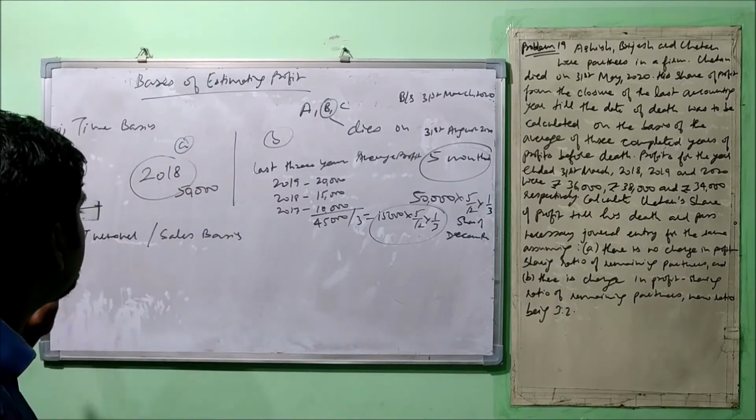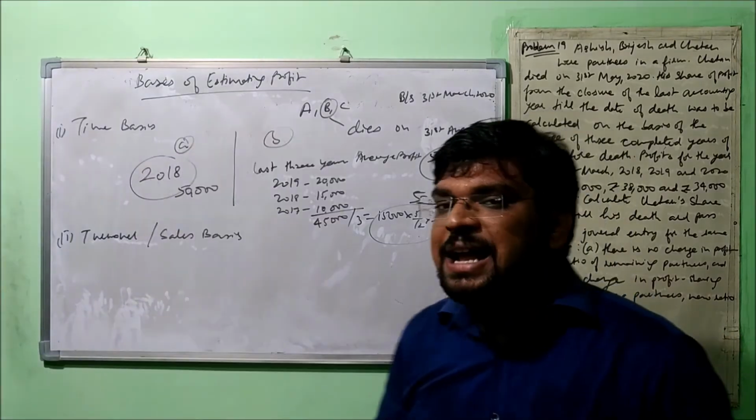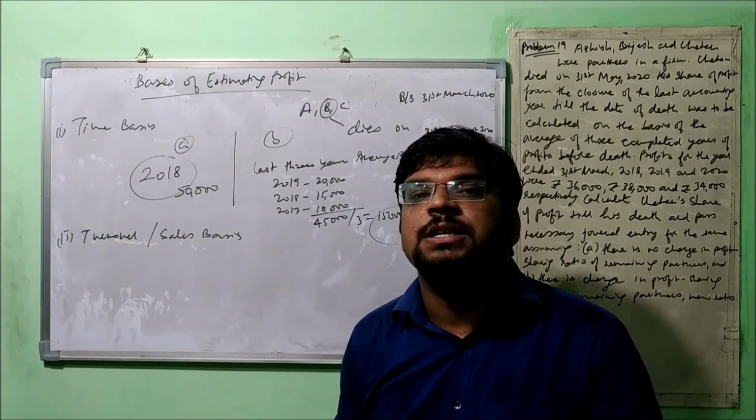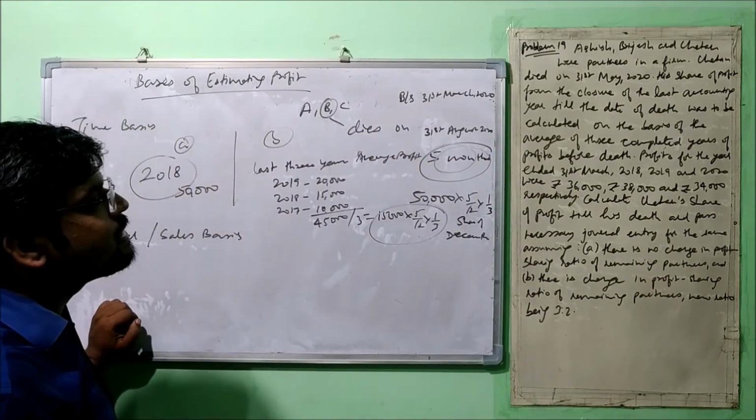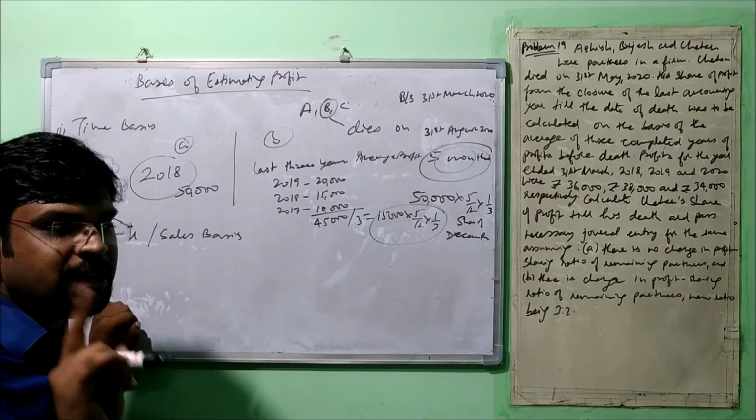Now let's talk about the turnover or sales basis. In that case, what happens? The other partners decide that in this period, means the period of 5 months, whatever sales we have made, on that basis we will do the calculation.